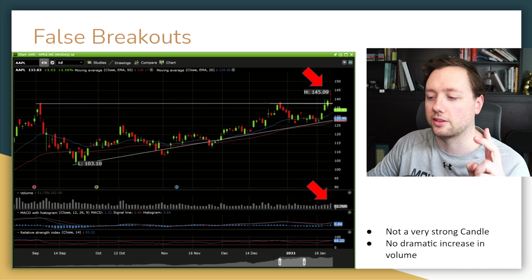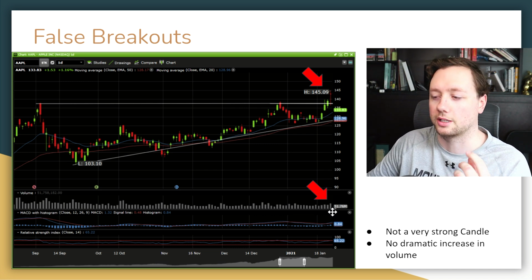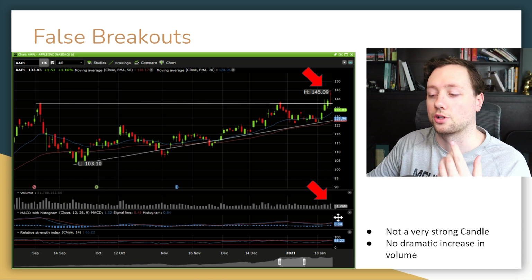The second red flag that I want to talk about is the volume here. This is extremely important when trading breakouts. If you don't have the volume behind your trade, it's not going to work.